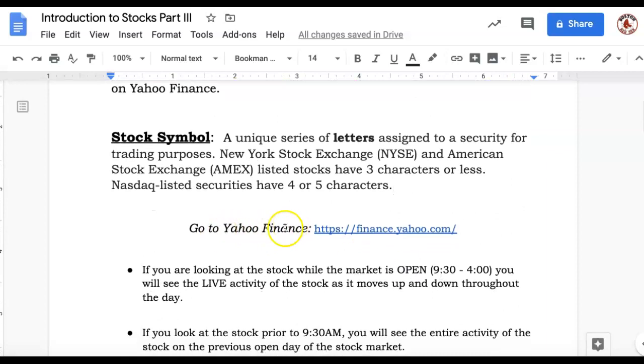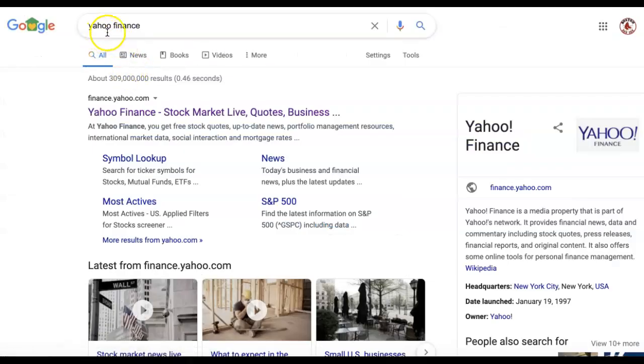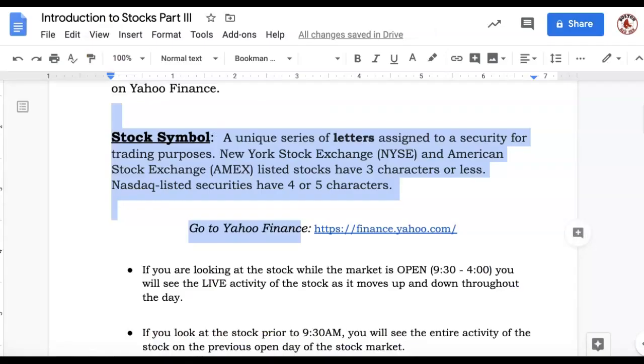Alright, so we're going to go to Yahoo Finance. So you're going to open up a tab, and I just Googled Yahoo Finance, but if you want to go to the actual website, it's https://finance.yahoo.com/ either way. Or you can just click on it because you have this document open.